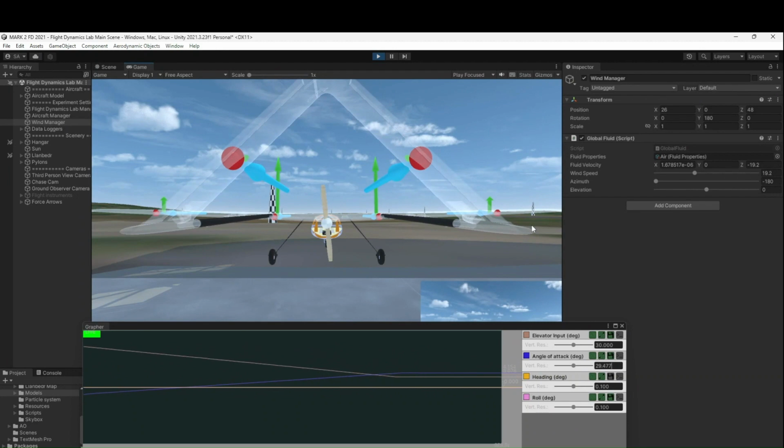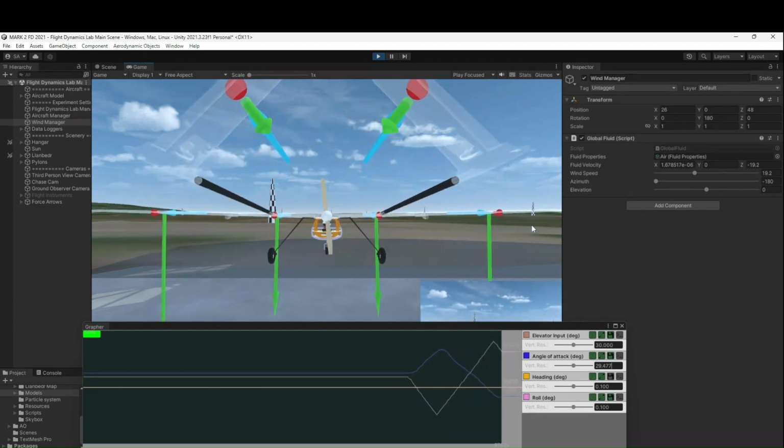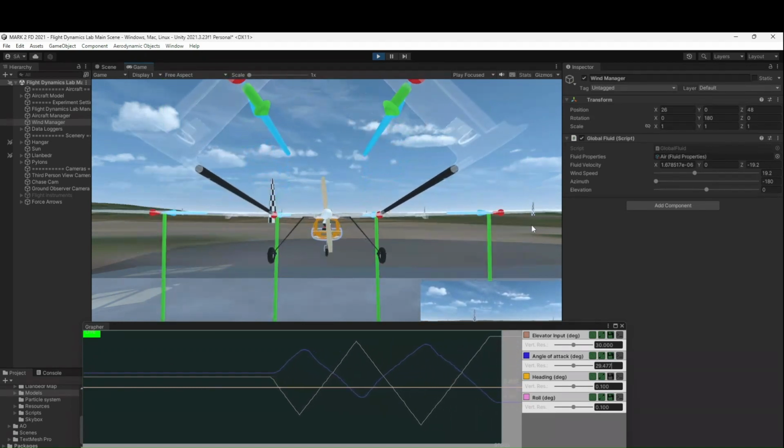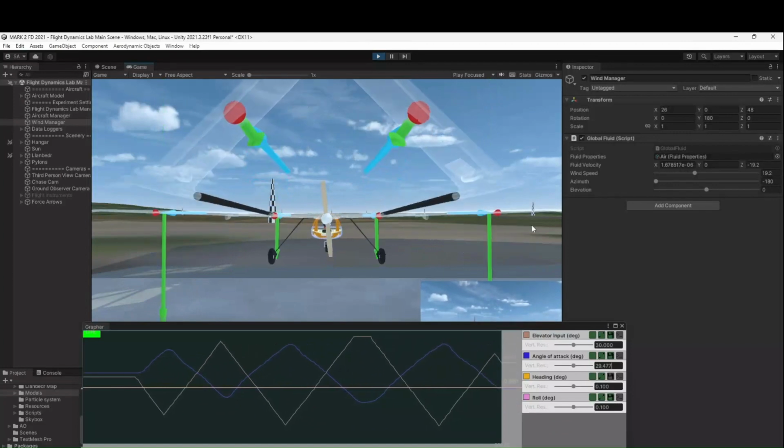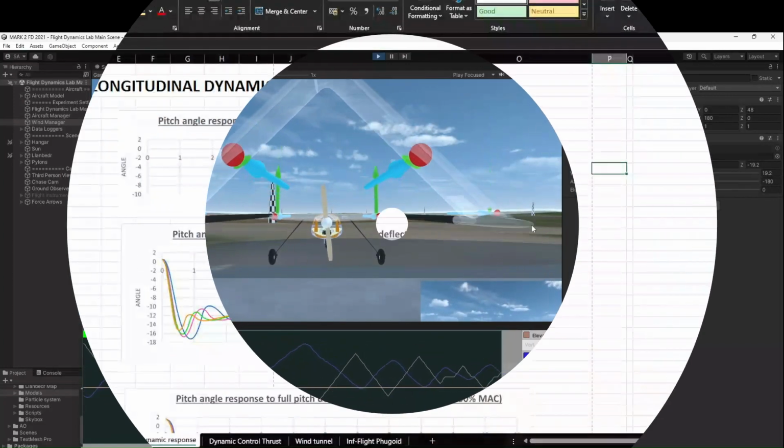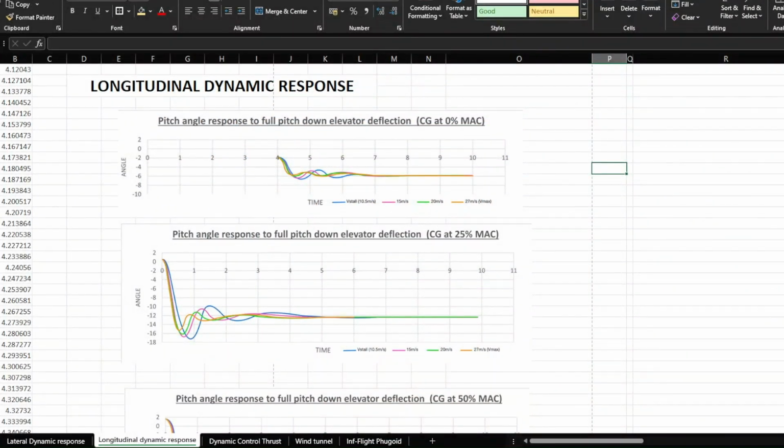The pitch response is also consistent with lift on the tailplane. For CG and wind speed, short period response can be observed when the elevator is engaged. The data for this is extracted into Excel.